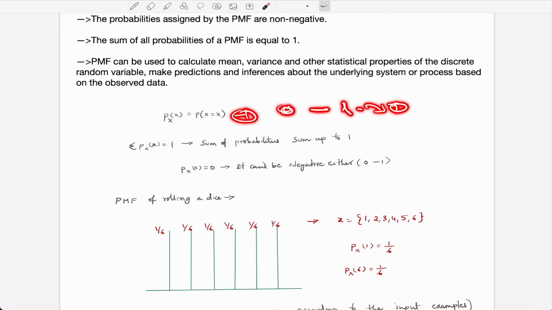I hope you are understanding this. It cannot be negative and it cannot be more than 1. It should definitely be between 0 and 1. Either it may be 0, or it may be 1, or between these two.